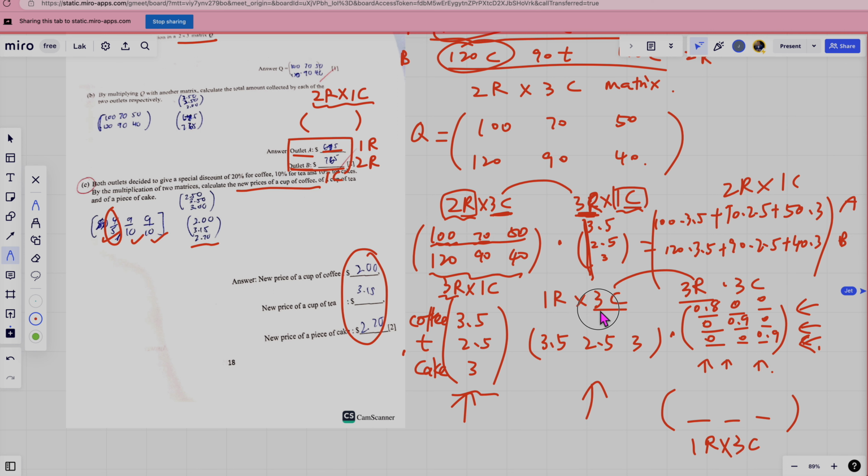Why do I need to fill it with 0? Because I know that this is the 3 column, which I'm given, and I need to times a 3 row. No choice. So the 3 row is this way. And I know that I need to end up with a 1 row times 3 column at the end. So this one will be the coffee new price. This one will be the tea new price. This will be the cake new price. So I need to fill with 0, because I don't need to add the 3.5. I don't need to add the 3.